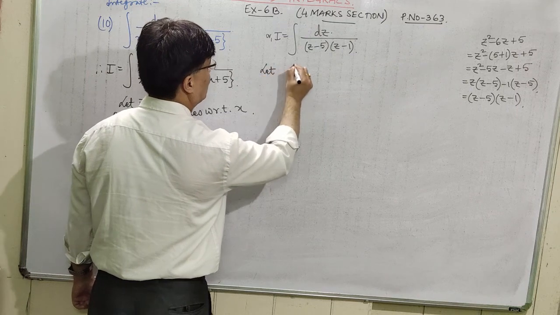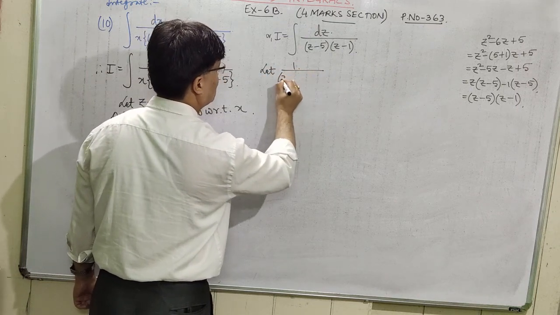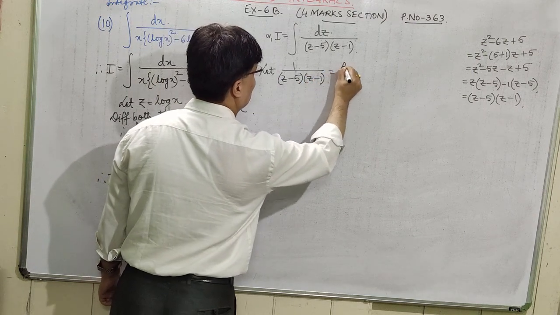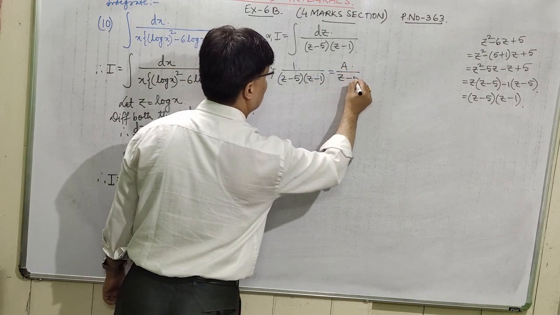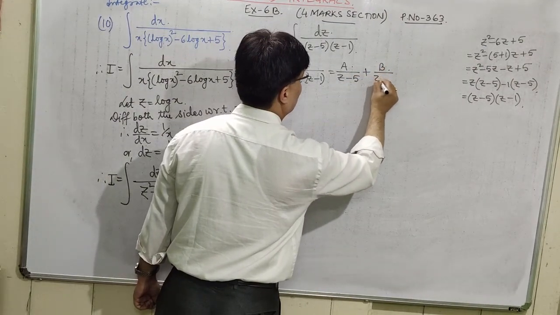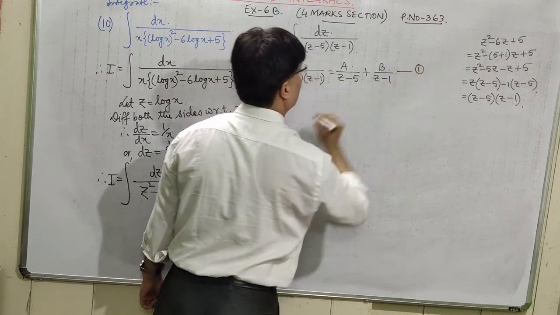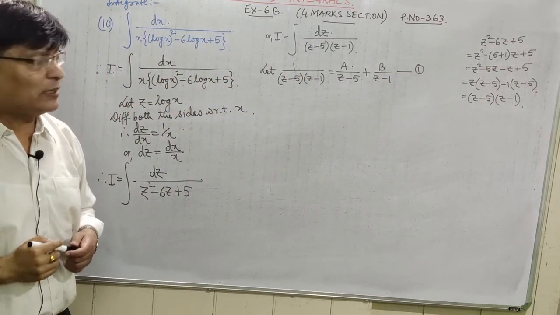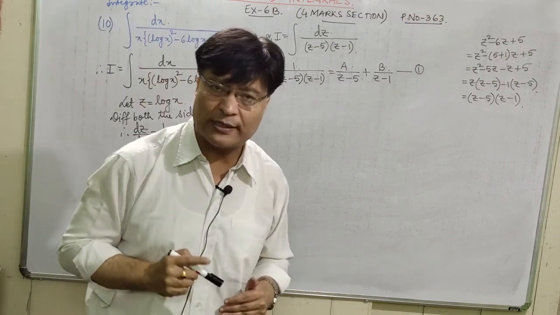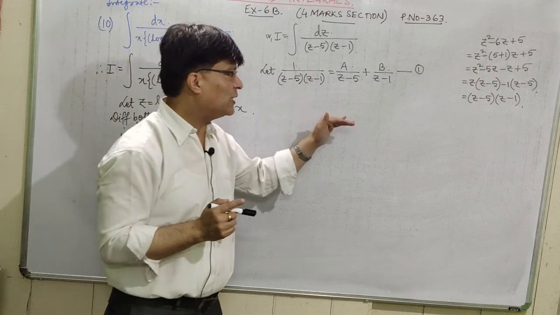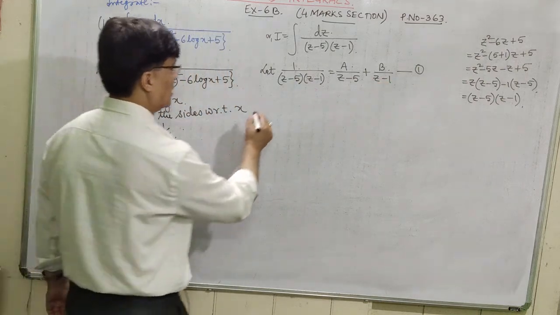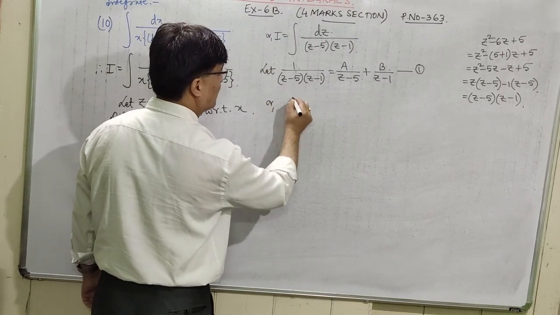So let us assume 1 upon z minus 5 into z minus 1 is equal to capital A upon z minus 5, plus capital B upon z minus 1, and let us mark it as number 1. Okay, so it is marked as number 1 because you have to get the values of constants A and B and put the values of A and B in number 1. So let us simplify it in order to get the values of A and B.